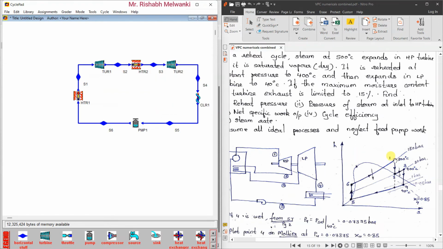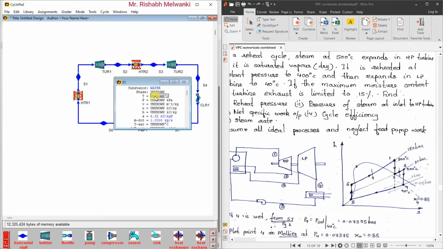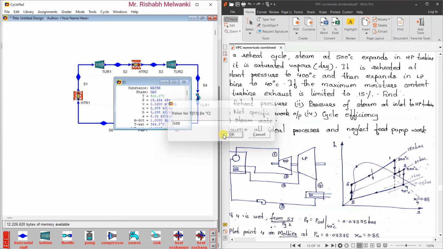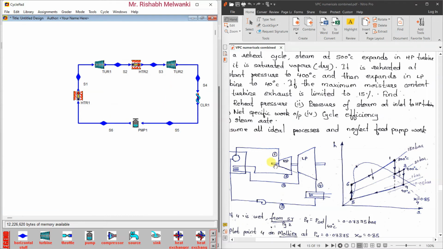Now point number 1, the temperature is 500, so I'll select S1 point. The temperature of this point is 500 degrees Celsius. Click OK. So now it is showing that point number 1 is gas, so it is superheated steam, and the pressure which we got using the theoretical method was approximately 150 bar, and here also we have got 15494 kilopascal.